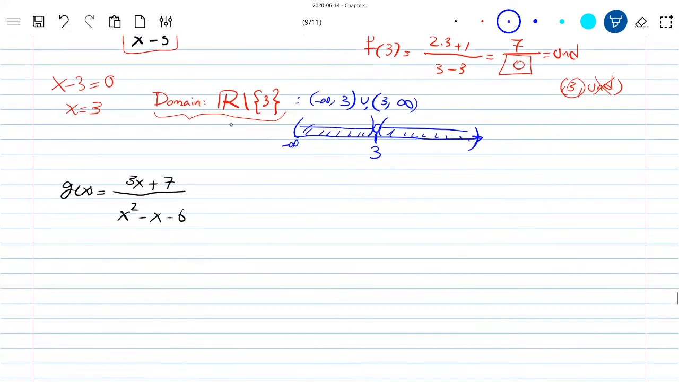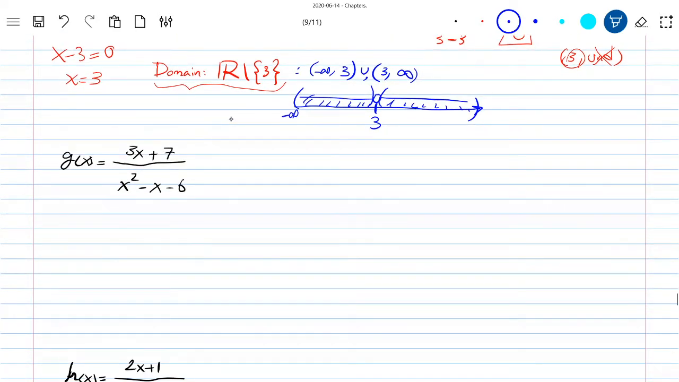How about if you look at this example? Same idea. How do I find the domain? I'll figure out where the denominator is 0. I'll set the denominator equal to 0. And I hope that you remember how to factor, because it's easier to factor and solve this equation. x minus 3, x plus 2.